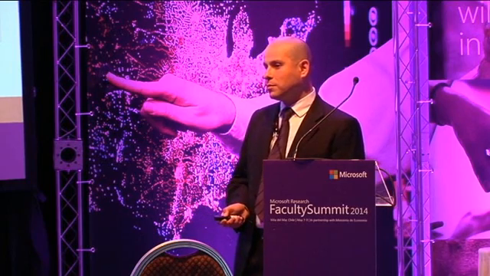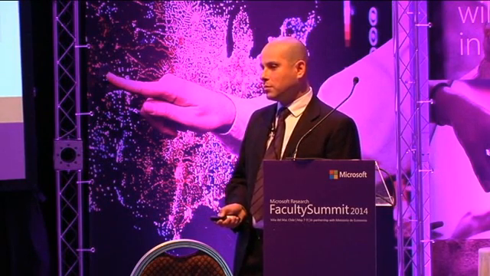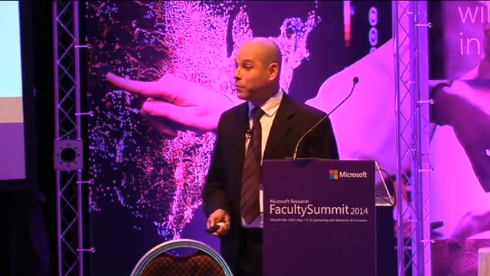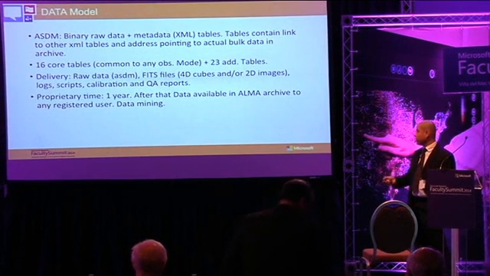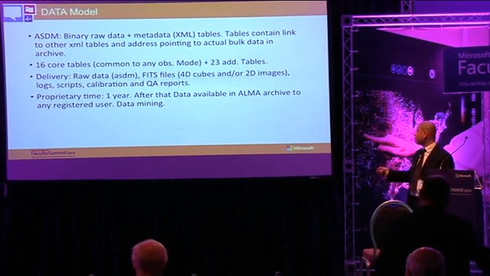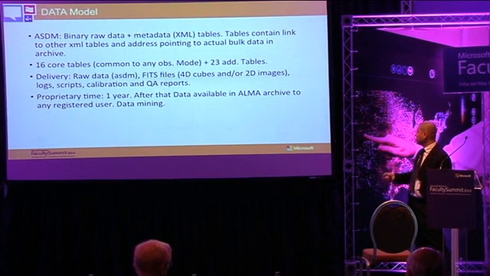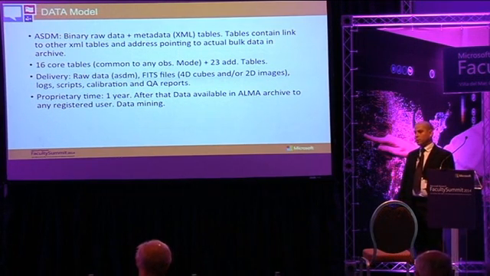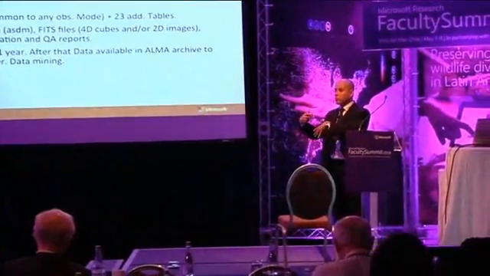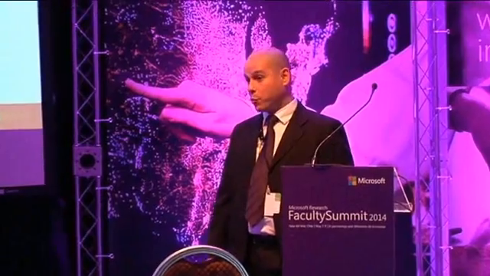When you say that this is public data, what do you mean? Is it raw data or the FITS files? You mean the delivery? What we deliver basically is the raw data, which is in a format called ASDM, the FITS files, that is the end product, that is 4D cubes or 2D images, the logs, the scripts that we use, the calibration tables, the quality assurance reports. So basically we deliver everything. So you can take the data and reproduce the data reduction and improve it, of course.